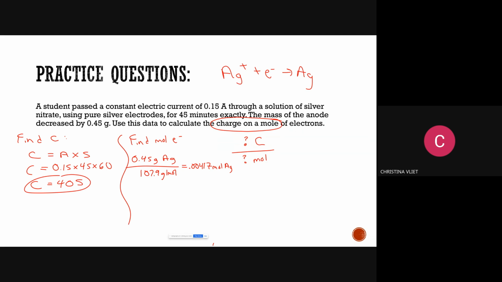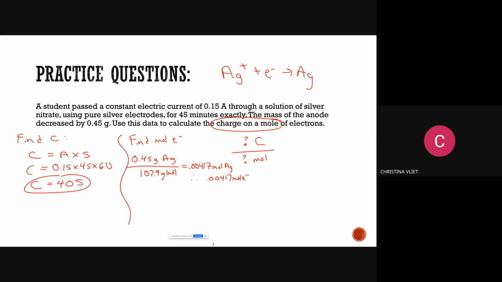I always feel like doing the math thing here. Do you know what math thing I'm talking about? Some of you will know this. Therefore, you would have 0.00417 moles of electrons. If you don't know what this is, it's something you would see in any higher level math class. It's "therefore." So 0.00417 moles of electrons, and then that would be the bottom there.